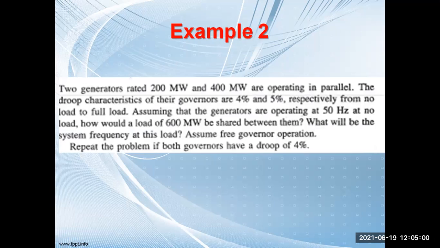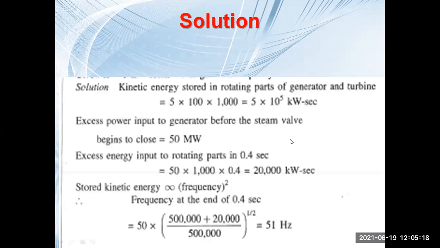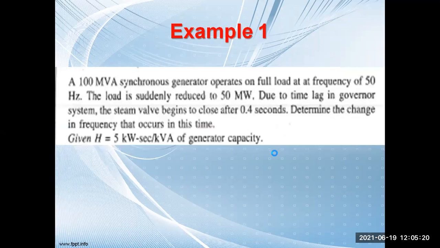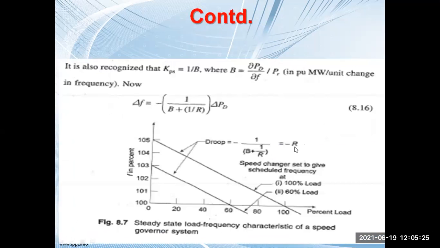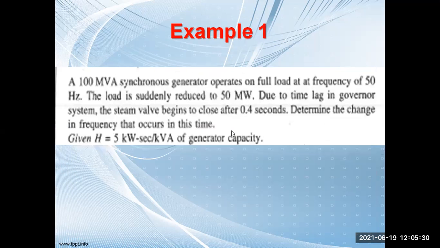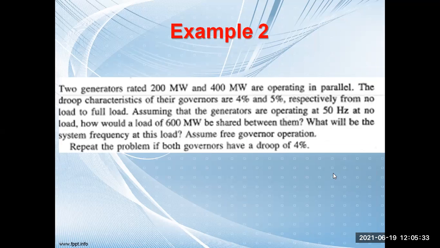So two generators, their ratings are given as 200 megawatt and 400 megawatt. They are operating in parallel. Now their droop characteristics are given as 4% and 5%. Droop characteristic means the slope of the curve, the value of R basically. I should refer to that curve so that you can understand what the droop characteristic is. This is your droop. These droop characteristics are given as 4% and 5% respectively from no load to the full load.